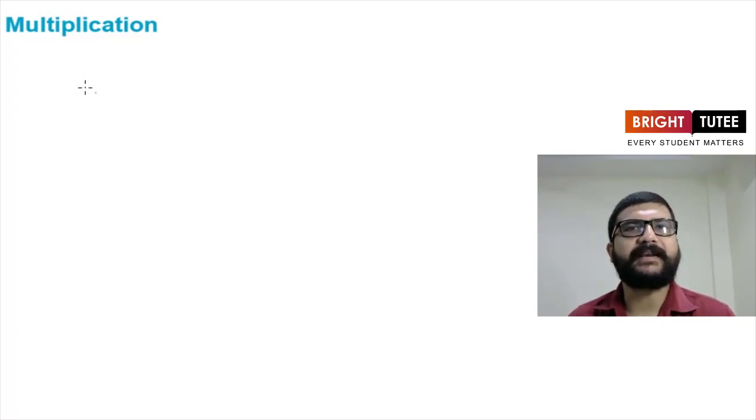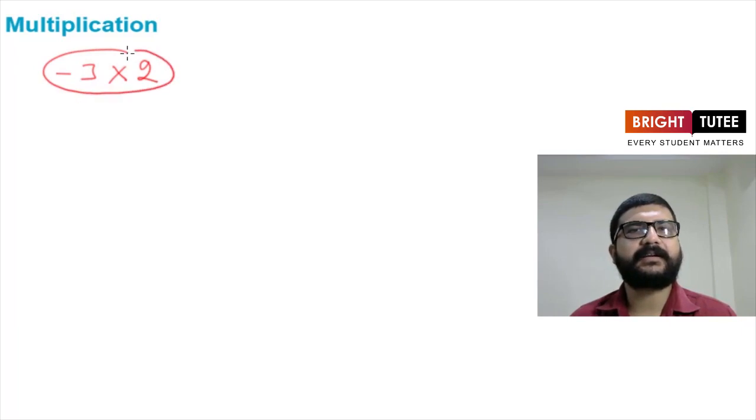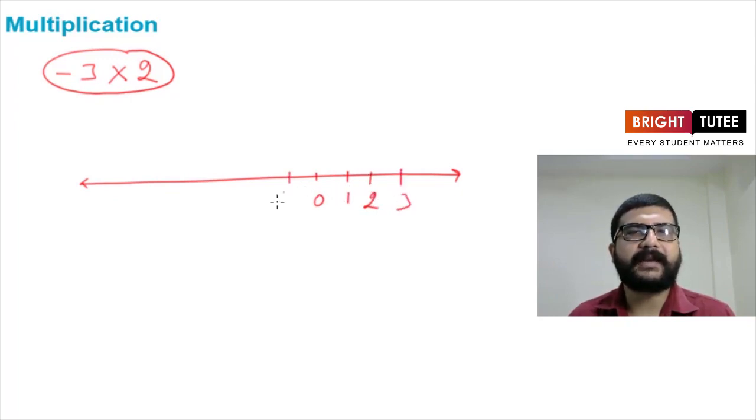How did we multiply integers? Let's say we have to multiply minus 3 into 2. We are trying to multiply minus 3 with 2. So here the number is negative and it is multiplied with a positive number, that is 2. So here what we have to do, we have to draw a number line first, and let's mark numbers like this: 0, 1, 2, 3, and here it will be minus 1, minus 2, minus 3, minus 4, minus 5, minus 6.